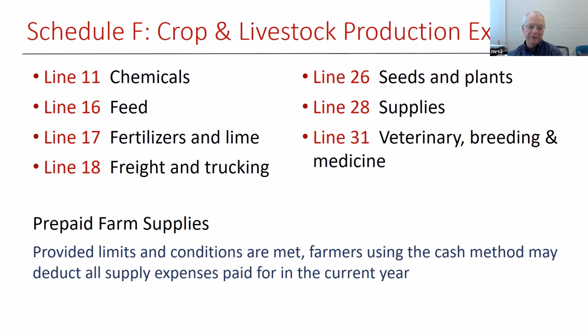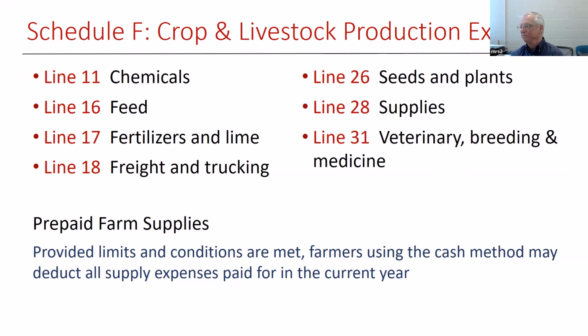One of the things you want to keep in mind is if you're reporting on a cash basis, you can include feed that you purchased last year that you don't intend to use until the following year as an expense. Same thing with fertilizer and lime, chemicals, seeds and plants, and just general supplies. And there are some limits associated with prepaid farm supplies, how much you actually can deduct in the year prior to using those supplies, but they're pretty liberal for the most part.